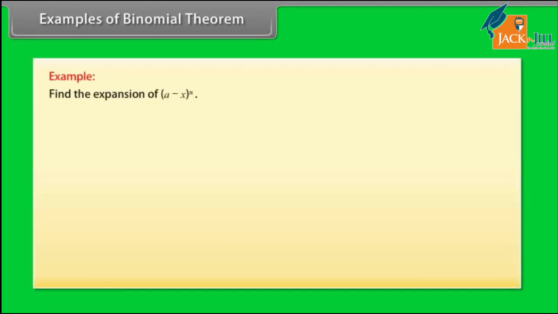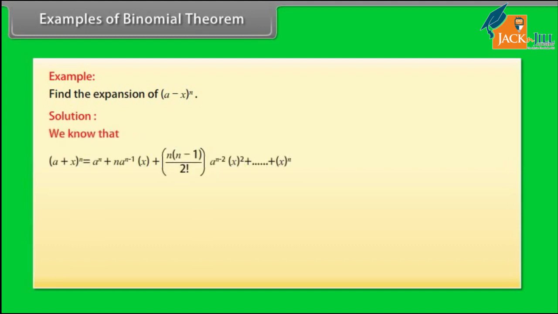Examples of binomial theorem. Example: find the expansion of (a − x)ⁿ. Solution: we know that (a + x)ⁿ is equal to aⁿ + n aⁿ⁻¹ x + n(n − 1)/2! aⁿ⁻² x² and so on up to xⁿ. Put x equal to −x in the above expansion.